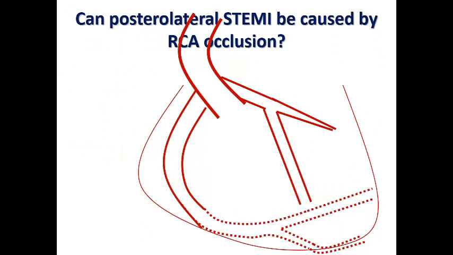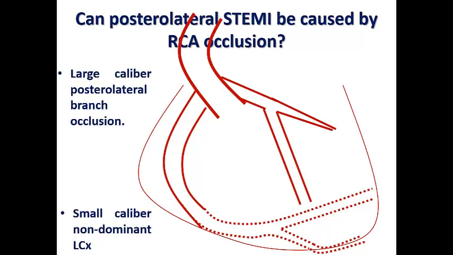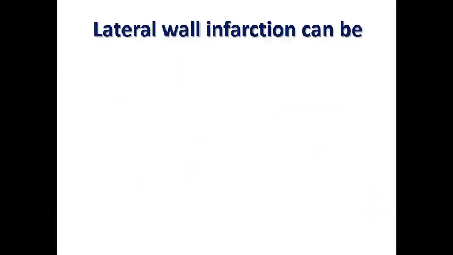And if we ask another question, can posterolateral STEMI be caused by RCA occlusion? Yes, of course. If there is a large caliber posterolateral branch occlusion with a small caliber and non-dominant LCX, in this case the patient may have lateral wall infarction together with posterior wall infarction, resulting in posterolateral STEMI caused by posterolateral branch occlusion, not the LCX. So let's summarize again.